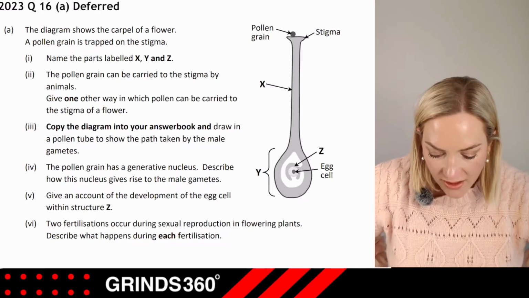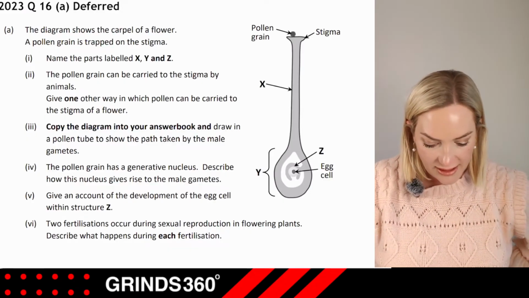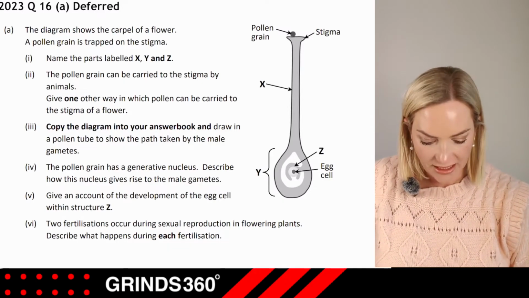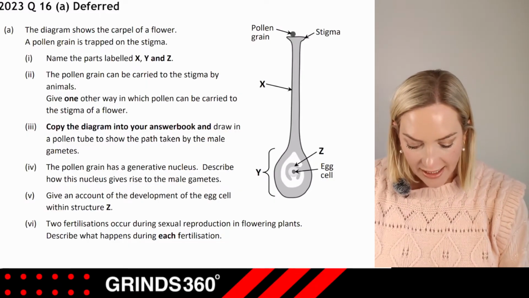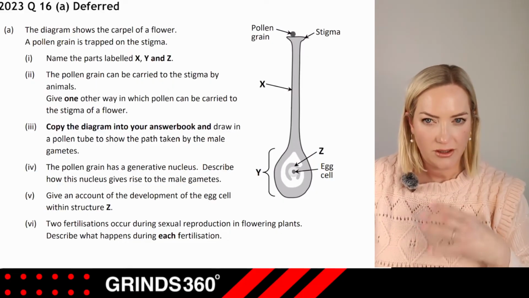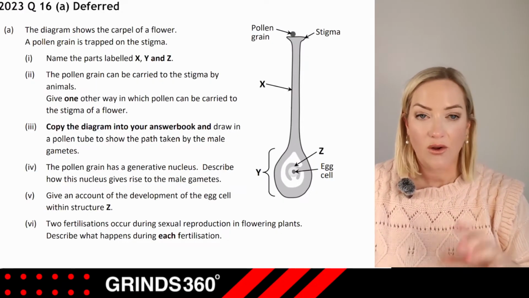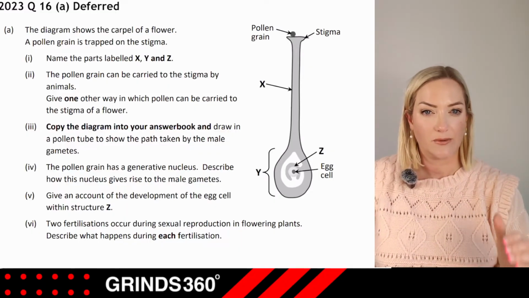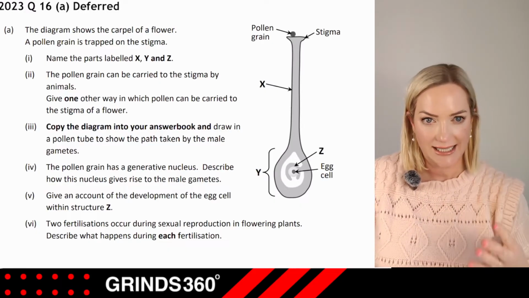So the diagram shows the carpel of a flower. A pollen grain is trapped on the stigma, so we can see here, and it's showing us the carpel. Name the parts labelled X, Y, and Z. So I'm going to read through the question first. It's 16A, it's in 16. I know every question in 16 is going to be worth 30 marks. So here's your choice of A, B, C, and D.